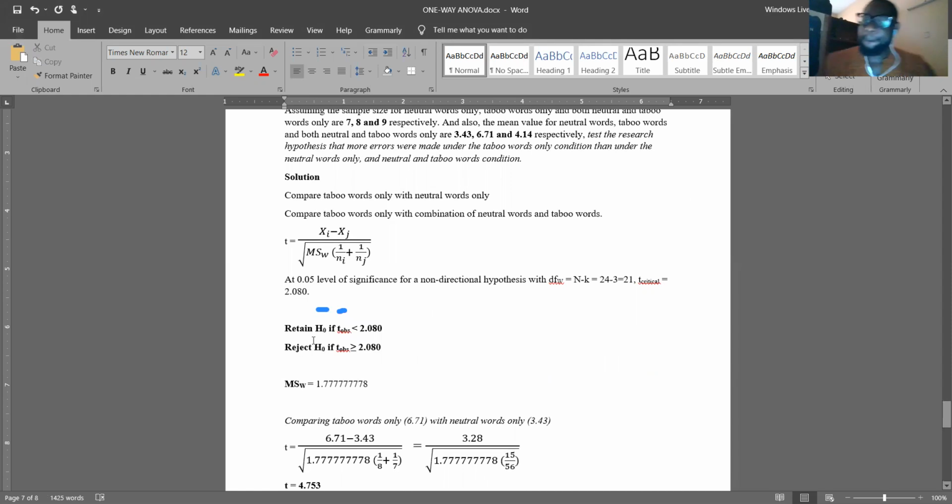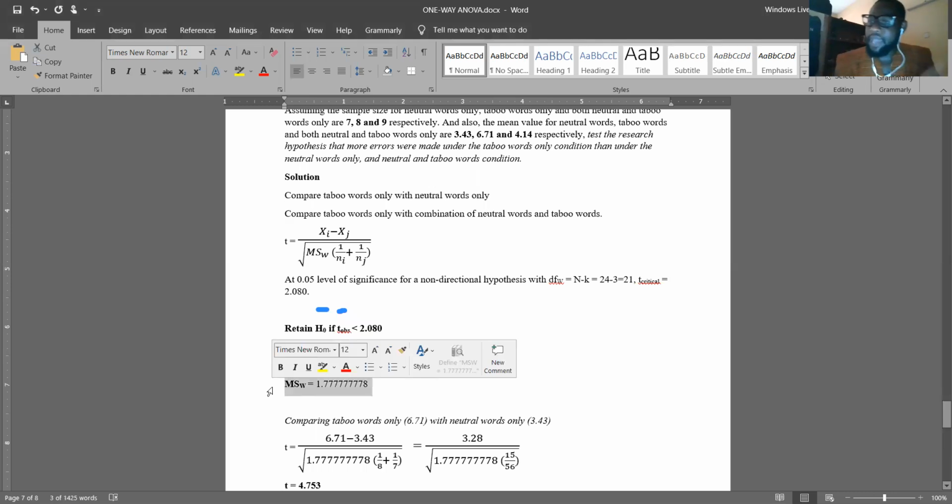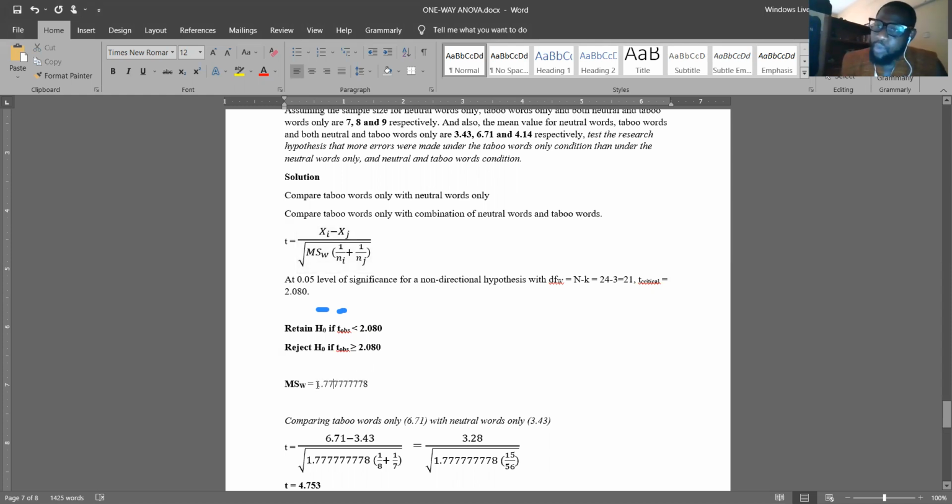Also, let's assume per the ANOVA calculations that we did, we had a mean square value of 1.7778. So we are using the same mean square value because within the protected t-test, we have a mean square there. It means you are supposed to calculate that mean square value. So let's say per our calculations, we had a mean square value to be 1.7778.